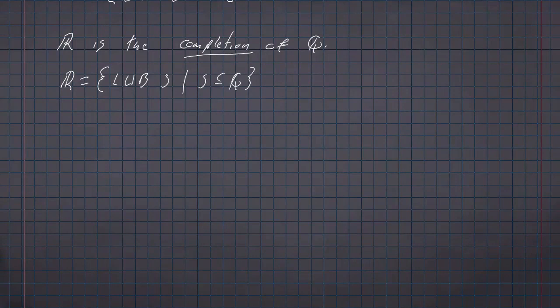All right. And with that, we have defined the real numbers. We now know what it means to be complete. We know what it means to be ordered. We know what it means to be a field. We have all of the tools we need for talking about the real numbers.